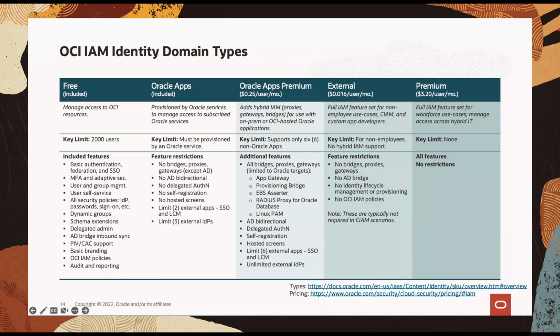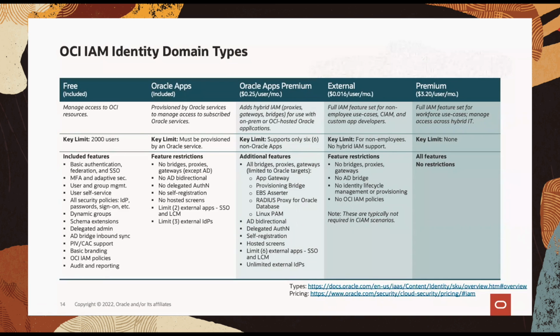Every OCI account has a default domain, which is of type free, and the ability to create an additional free domain. The intent of providing the free identity domain is to allow OCI customers to manage access to their cloud resources. These are relatively fully featured, with various authentication options, including MFA and adaptive security, but there is a limit of 2000 users. So these aren't ideal for setting up enterprise workforce access management.